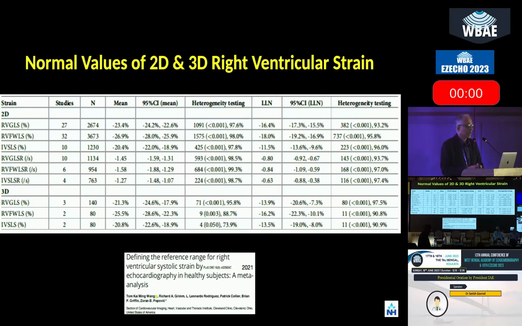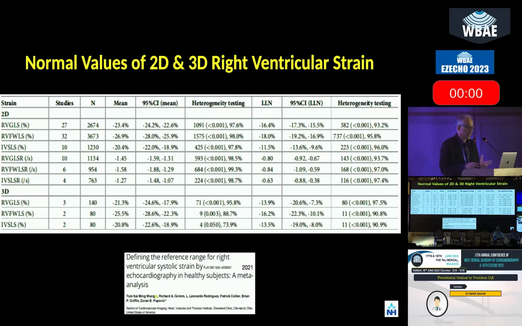Now, this is another meta-analysis. This comes from Cleveland Clinic. They combined a lot of other studies, and here the numbers are much bigger. And they combined even 3D also. So here the strain values are somewhere similar, but you again see the variation. It is around 24, and then you have the free wall strain around 28. And then they also have mentioned the septal strain. And then you look at the 3D also, slightly lower, but again some numbers are being established here.